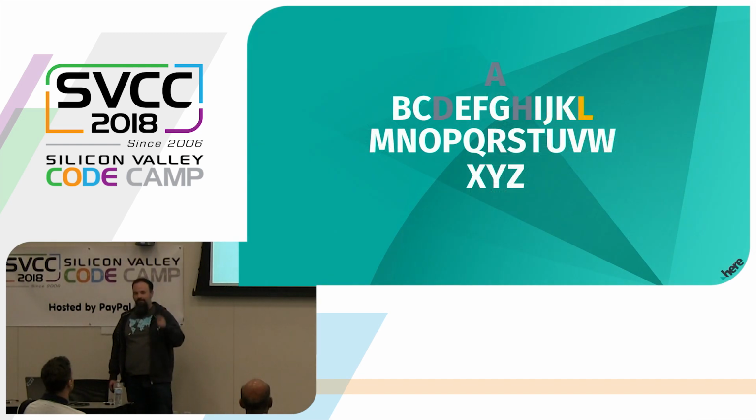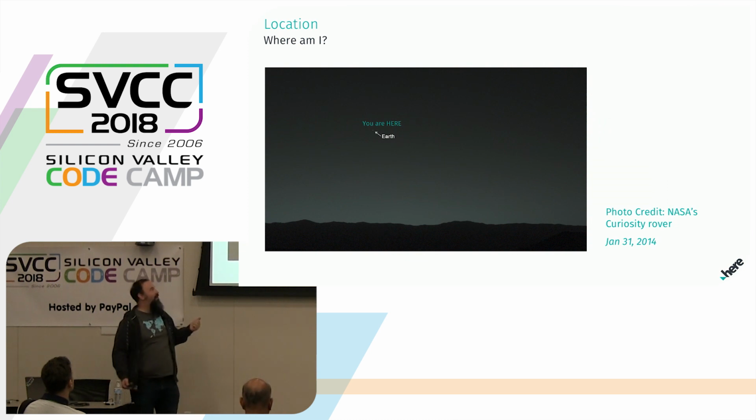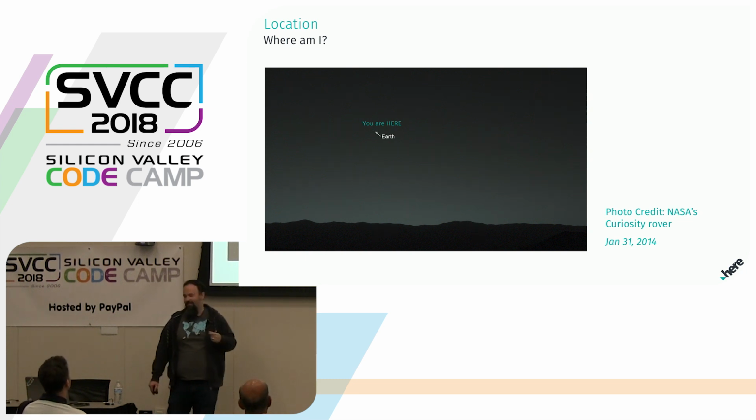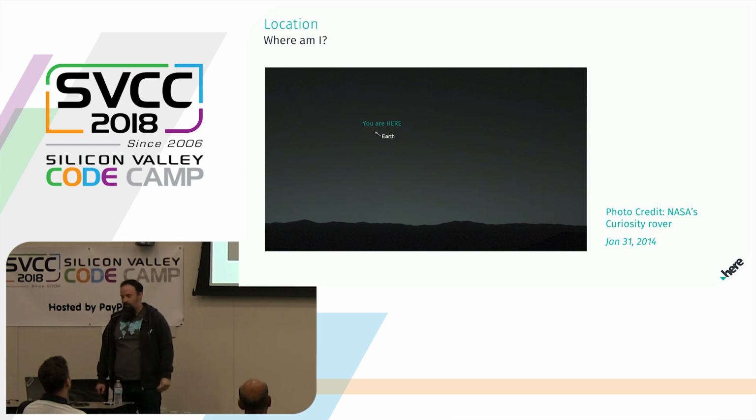So there you go. L, any guesses for what L is? Yeah, location. So where am I? Location. You are here on Earth. It's not very precise, but it's true. This is a picture from NASA's Curiosity rover looking back at Earth back in 2014.